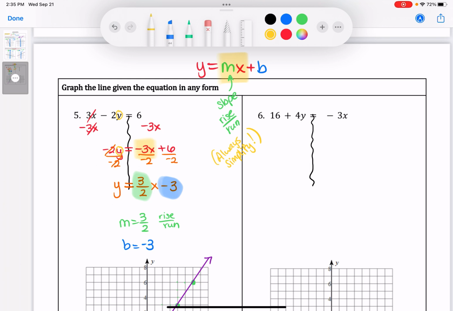So it looks like I need to move the 16 first, right? I'm trying to get this y by itself right here, so I'm going to move that 16. It is positive 16 right now. Opposite of positive 16 is negative 16, so I'm going to subtract 16 from both sides. I get 4y equals, all right, again, negative 3x minus 16. It needs to be y equals mx plus b, so I want to make sure that negative 3x comes first, and then the negative 16 afterwards, right? So make sure you're putting this in the correct order. The x's first and then the numbers, mx plus b.